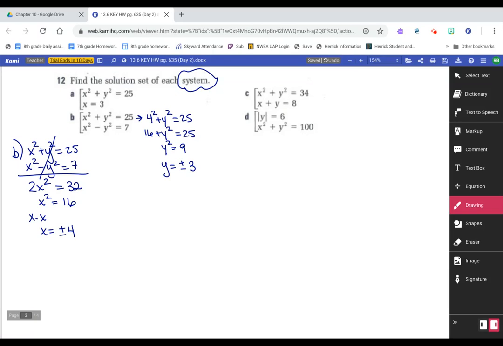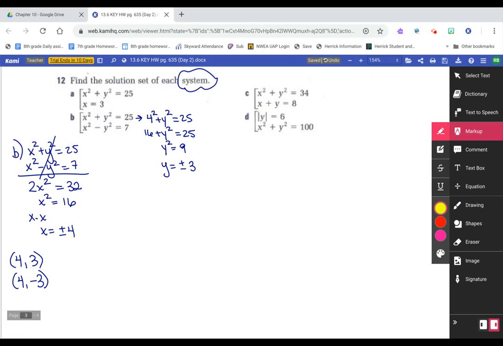That means when x, so let's write our solutions. Let's write them right here. When x is positive 4, y could be positive 3 or y could be negative 3. Great. So we have two answers, but we're not done because we just substituted the positive 4. I still need to substitute in negative. So let's substitute in the negative right now.